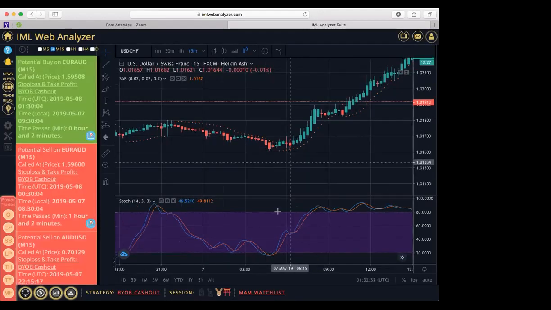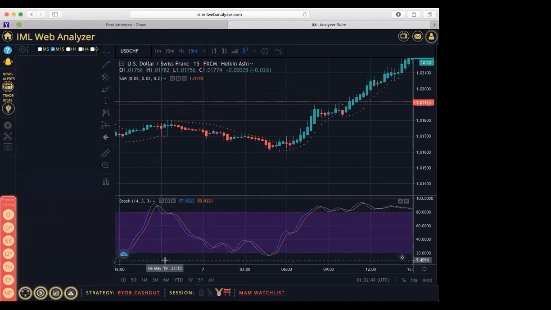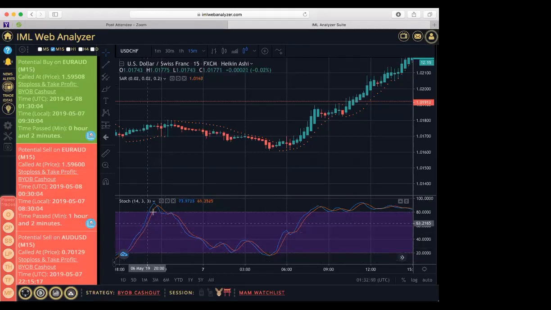For my stochastic, over 80 is a stronger sell. The market's overbought. 20 and below is oversold. That'll give me a stronger buy. We want the blue line to cross over the red line in a sell position. For a buy, I want the blue line to cross over the red in a buy position. So I want all three of those rules to match up.